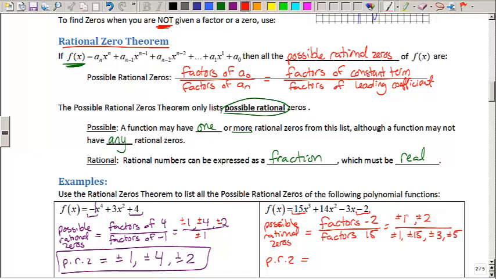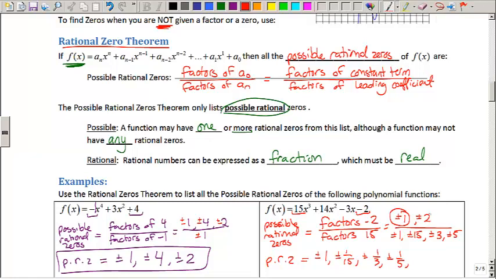How I'm going to do this, I'm going to take 1 and divide it by each of the denominators. Then I'll come back and do 2 and divide it by each of the denominators. So for now, 1 divided by 1 is plus or minus 1. 1 divided by 15 is plus or minus 1/15. 1 divided by 3 is 1/3, and 1 divided by 5 is 1/5.